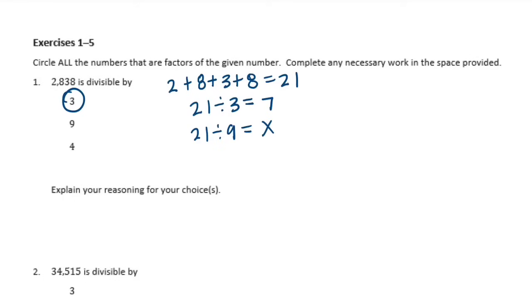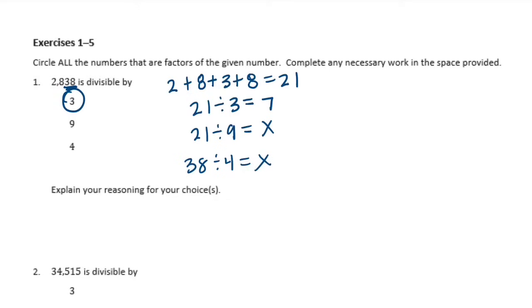And then to find out if it's divisible by 4, we take the last 2 digits. 38 divided by 4. We can't get a whole number, so that's going to be a no.